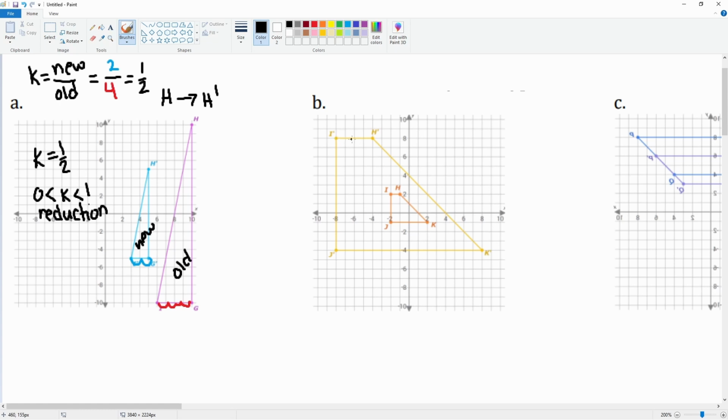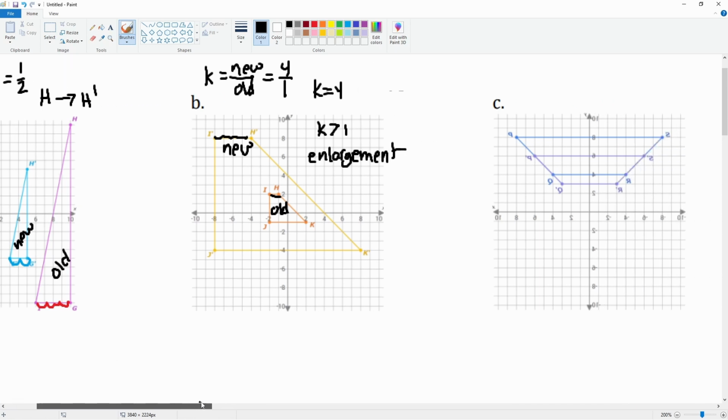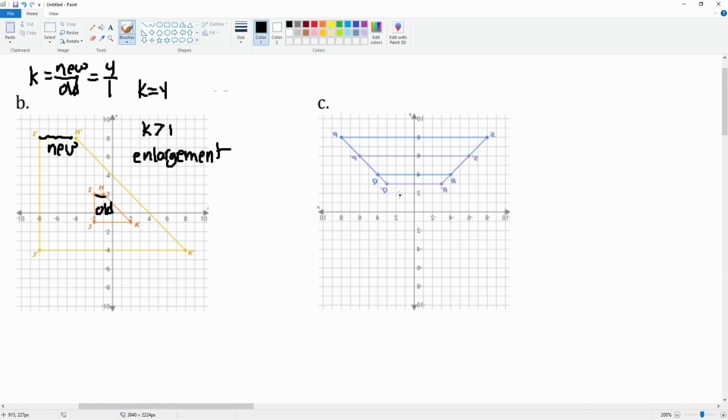this is the new right here because it's H prime and I prime, and this is the old. K is defined as new over old. Let's just do some counting. Oh, 1 is the old, and the new 1, 2, 3, 4 is 4. Oh, so the K here is 4. The fact that K is greater than 1, this is an enlargement. Okay, gets bigger.